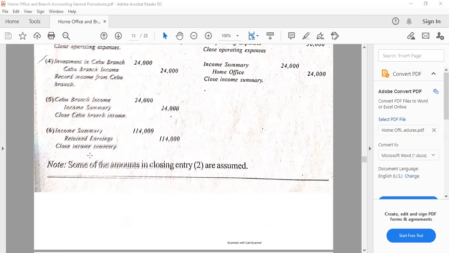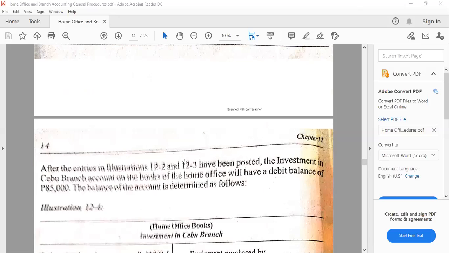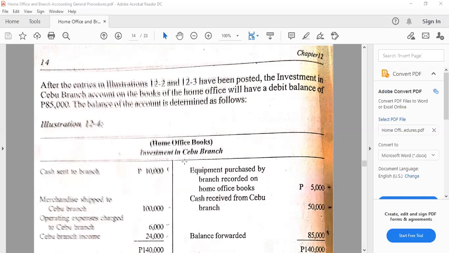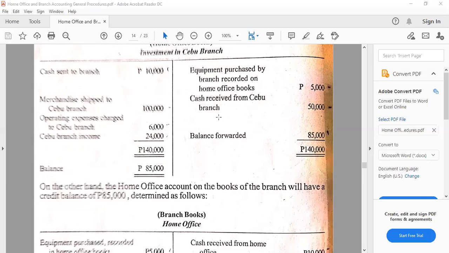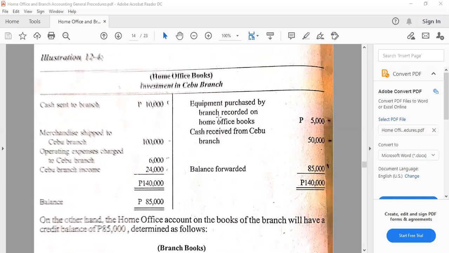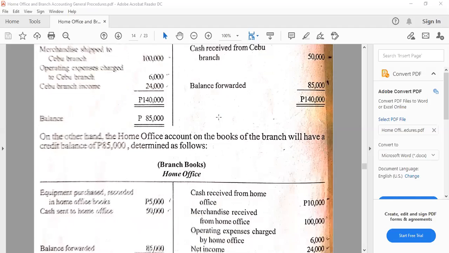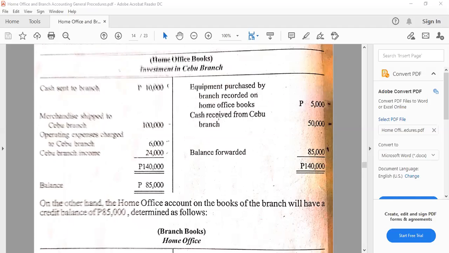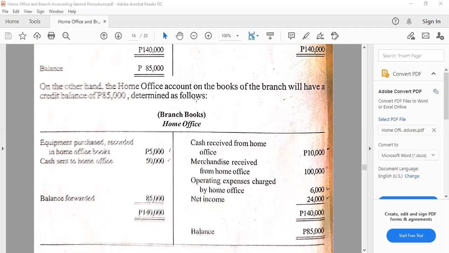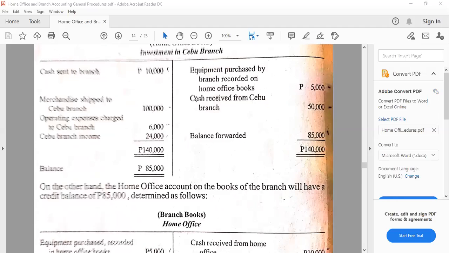Right. Then note that some of the amounts are assumed. Okay, that's a good note though, because we might be wondering as to where the accounts are coming from as well as the amounts. Then after we have posted all the entries in illustrations 12-2, so the usual and operational transactions and the closing entries, this is how the respective books of home office and branch would look like in the respective investment in Cebu branch and home office accounts. So we have here the respective amounts.